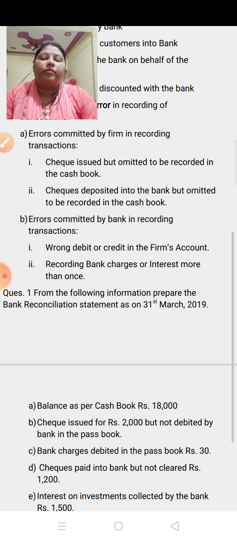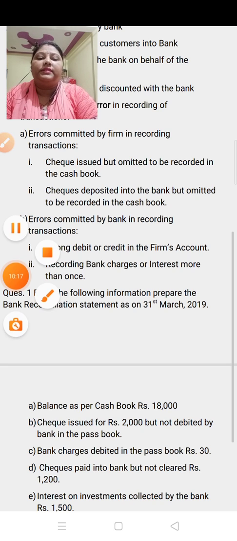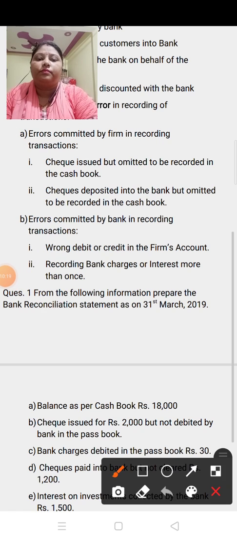Or one of the errors from the bank side, like wrong debit or credit in the firm's account. It means the bank has to deduct the interest, charge the interest, but the bank has allowed the interest. So in this way the bank committed the error. Okay, so due to error, this is one of the causes.